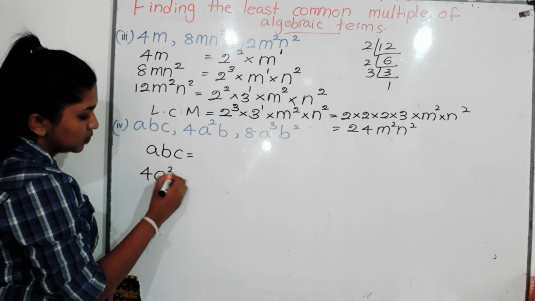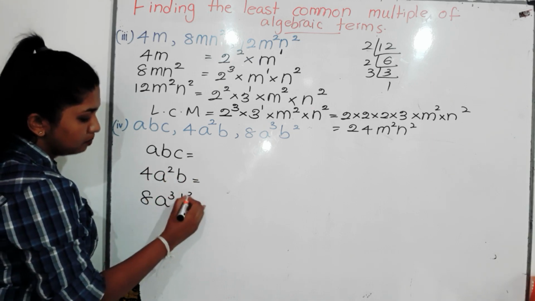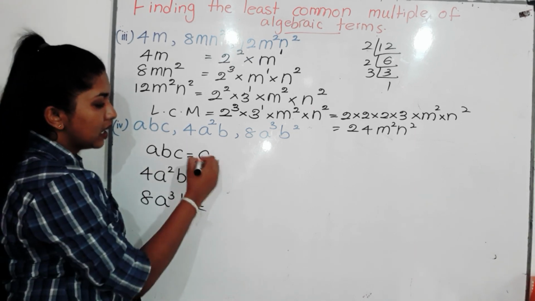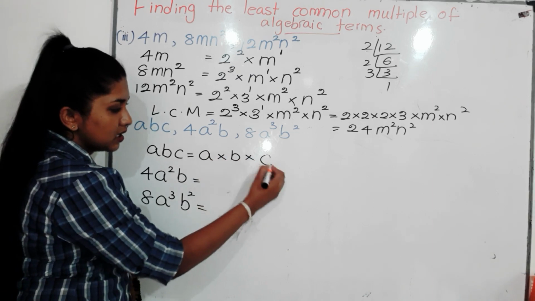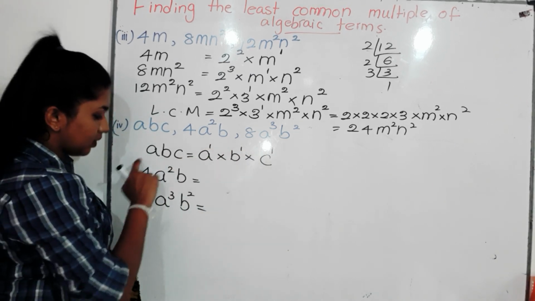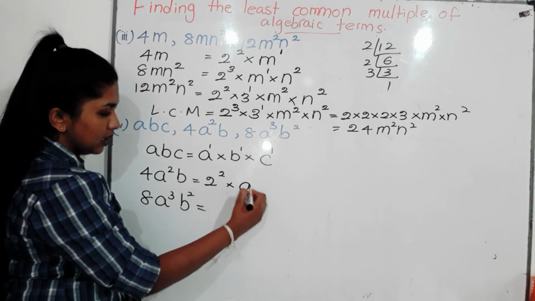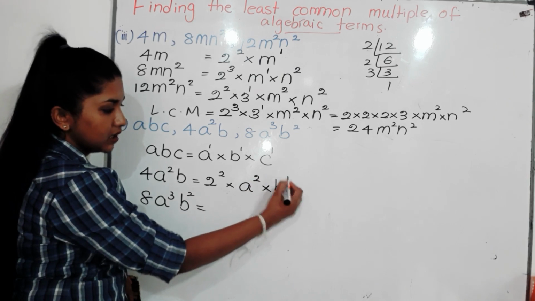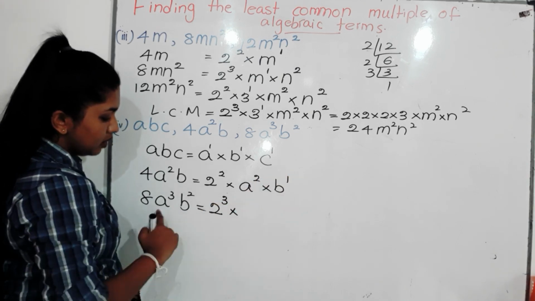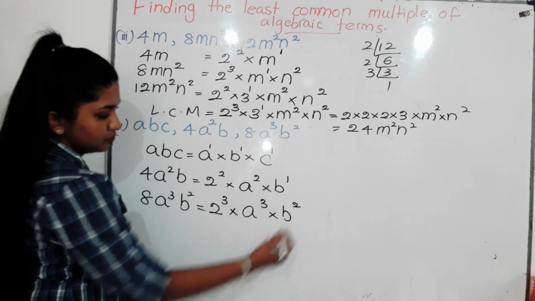4 a squared b, 8 a cube b squared. ABC, nothing. ABC is a into b into c, or you can write it in power index form. 4 can be written as 2 to the power 2, a squared, b to the power 1. 8 can be written as 2 to the power 3, a cube, b to the power 2.